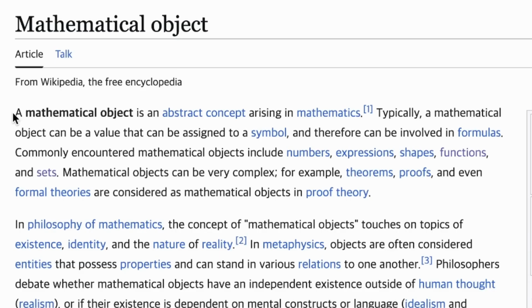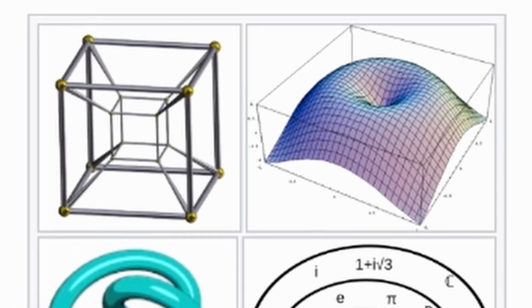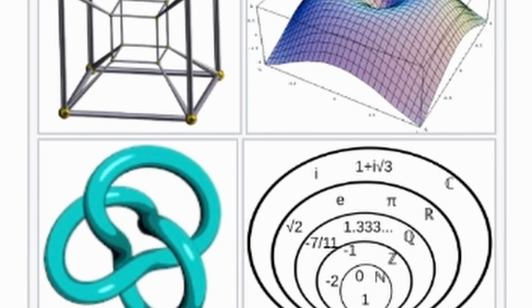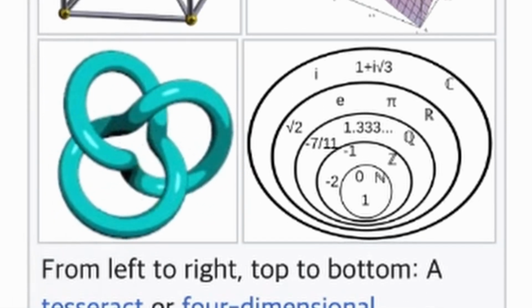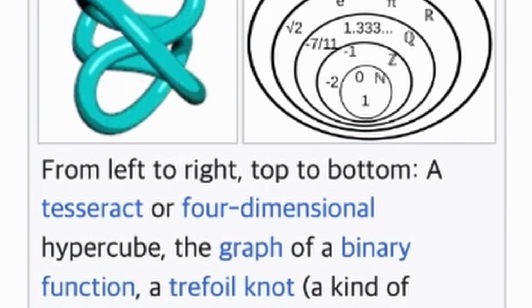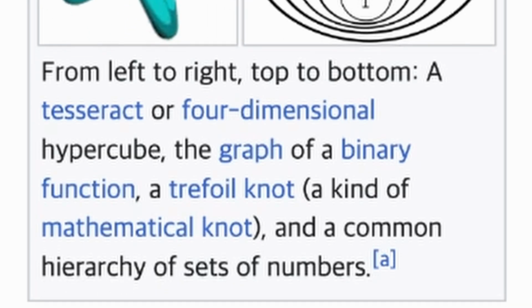A set is a collection of different things that are typically mathematical objects. But what are mathematical objects? A mathematical object is an abstract concept arising in mathematics. Typically, a mathematical object can be a value that can be assigned to a symbol and therefore can be involved in formulas. Commonly encountered mathematical objects are.